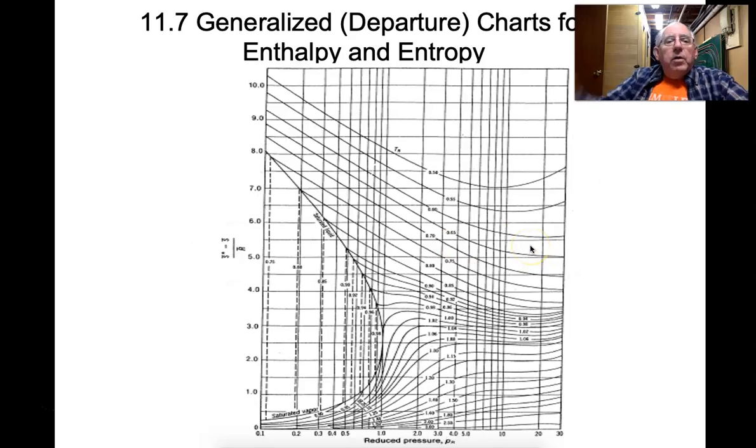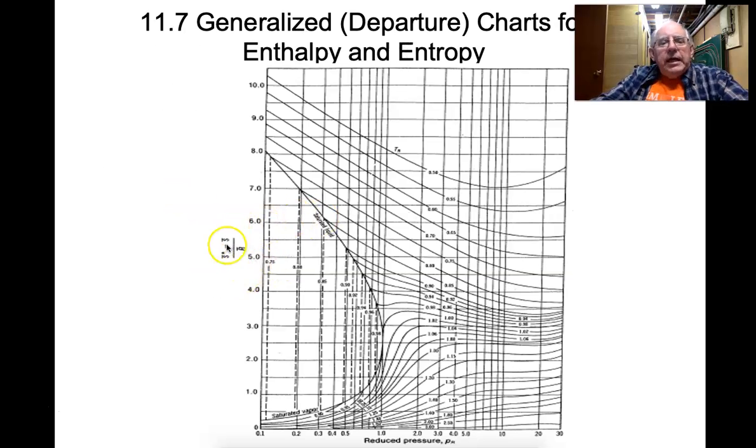And then a similar chart can be obtained for the departure of entropy. And so we're comparing the ideal gas entropy to the real gas entropy, normalizing it or non-dimensionalizing that difference by the R so that there are no units on this. And so we then see for a given reduced pressure and a given reduced temperature, we are able to determine what that particular value is.